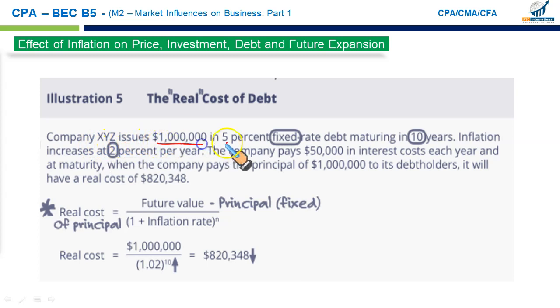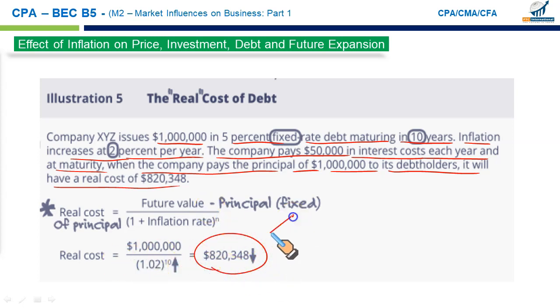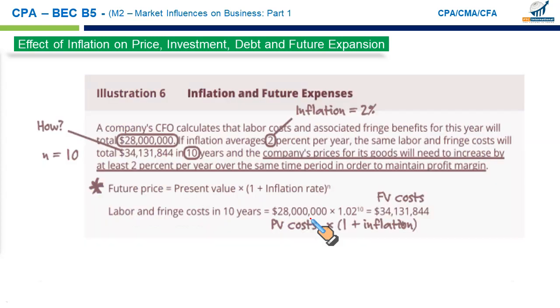XYZ issues 1 million of 5% fixed rate securities maturing in 10 years. Inflation increases at the rate of 2% per year. The company pays $50,000 in interest cost each year, and at maturity, when the company pays the principal of 1 million to its debt holder, it will have a real cost of $820,000 instead of 1 million. Why? Because inflation has caused the real cost to be lower. Instead of 1 million, the real cost is 820,000. That's how the borrower will benefit if the rate of inflation is higher.